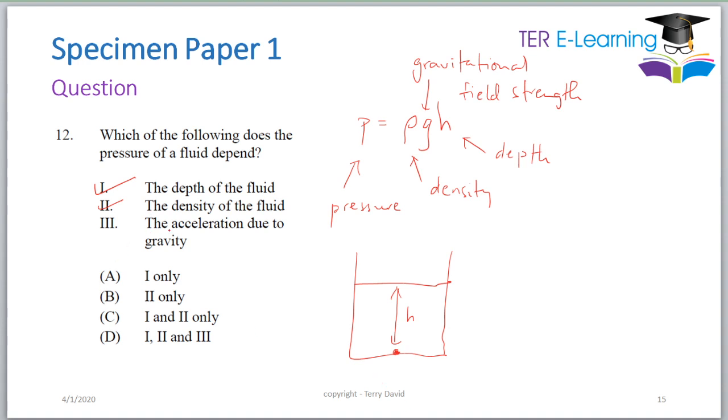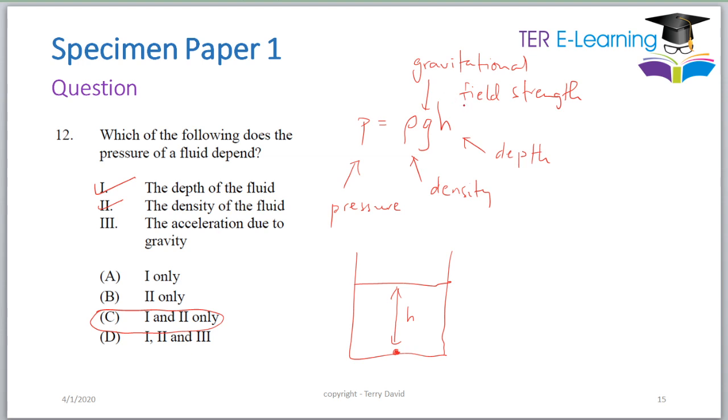Now, they said the acceleration due to gravity. Now, in the formula, what is actually in the formula is gravitational field strength. That is what g is, right? So the pressure in a liquid actually depends on 1 and 2. All right? And by the way, that's what CSEC had for the answer for this particular question, right? So the wording is important.